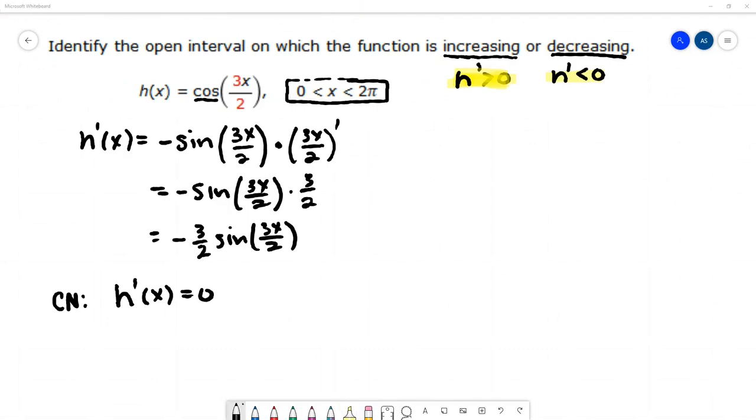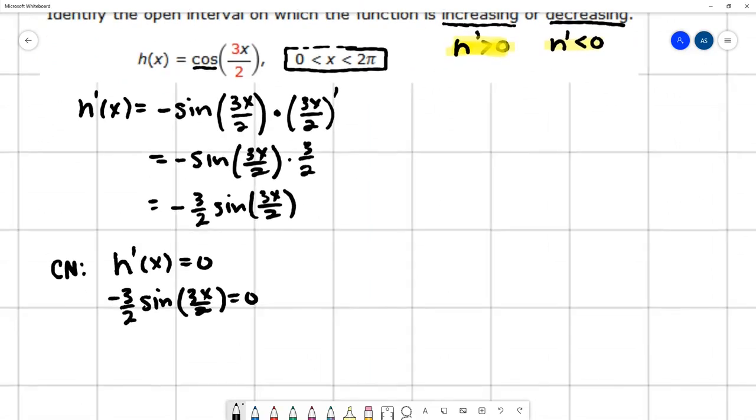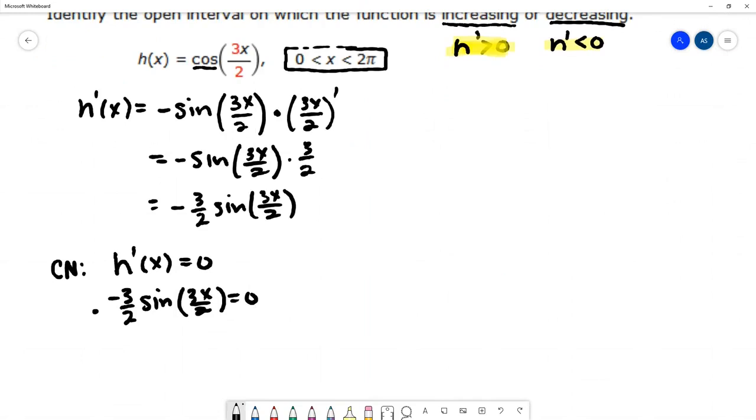Okay, so we'll set this derivative equal to 0. Negative 3 over 2 sine of 3x over 2 equals 0. We can multiply both sides by negative 2/3. So this cancels out the coefficient. 0 times negative 2/3 is 0. We have sine of 3x over 2 equals 0.